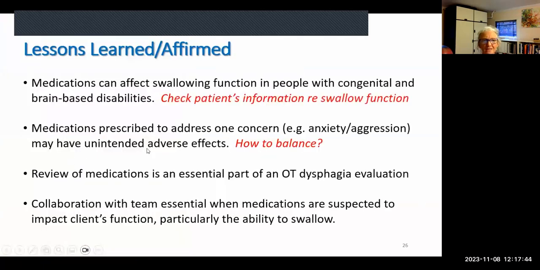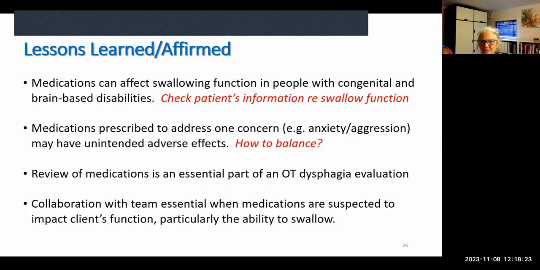So the lessons learned from this, or affirmed in some cases, is that medications can affect swallow function in people with congenital and brain-based disabilities. And so I would really encourage, if you maybe don't do the swallowing assessment, but you might want to look at some of the other reports in a patient's file and note if they've suddenly developed some swallowing issues, because certainly there can be a correlation. Also, medications prescribed to address one concern, in this case around the anxiety and the aggression and the behaviors, may have those unintended adverse effects.